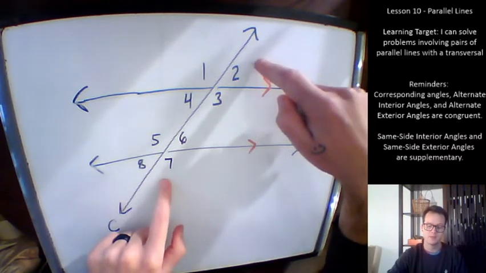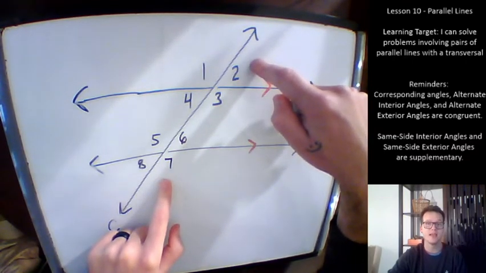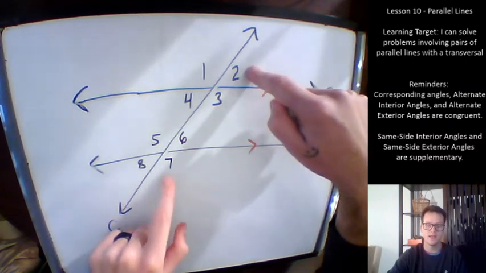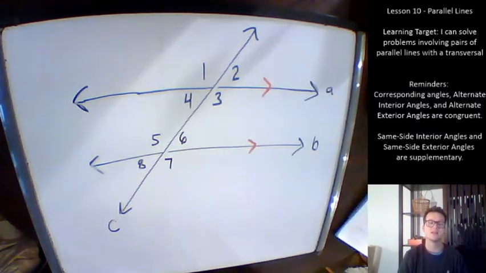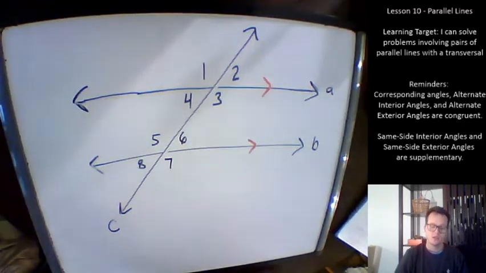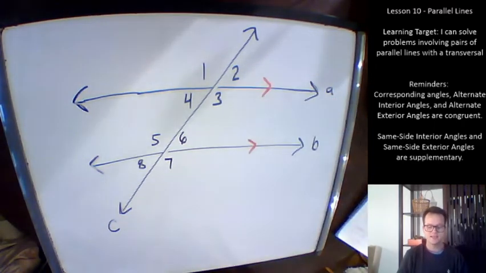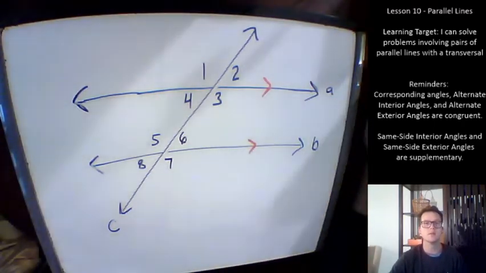In the same way, another pair of same side exterior angles is angle 2 and angle 7. They're both on the outside of the parallel lines and on the same side of the transversal. The relationship that same side exterior angles have is that they are supplementary, so they add up to 180 degrees.